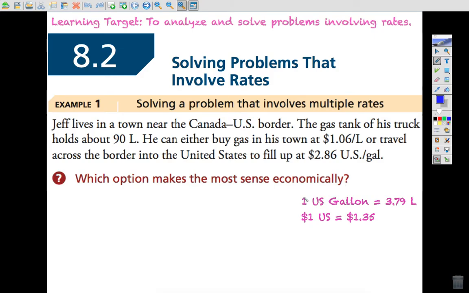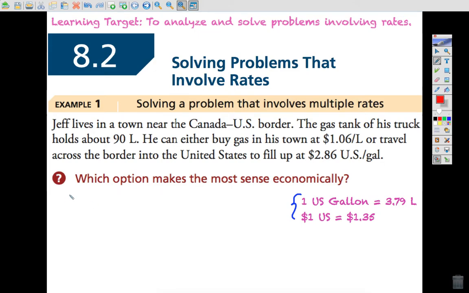Well, in order to do that, we need a couple of conversion factors. So you'll notice that I kind of researched these two things. 1 US gallon is approximately 3.79 liters, and 1 US dollar, and this is as of yesterday, is $1.35. So the big thing we need to do is figure out, okay, 90 liters, what does that equal as far as Canadian dollars? How many gallons is 90 liters, and then how many US dollars would that be? And then we need to find a way to compare our US dollars to our Canadian dollars.